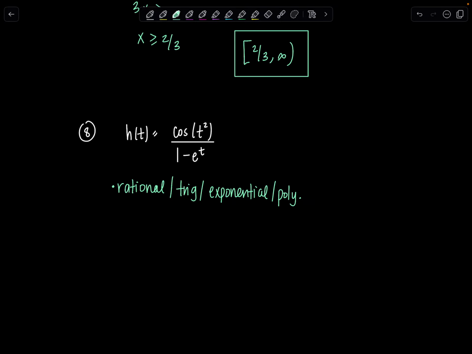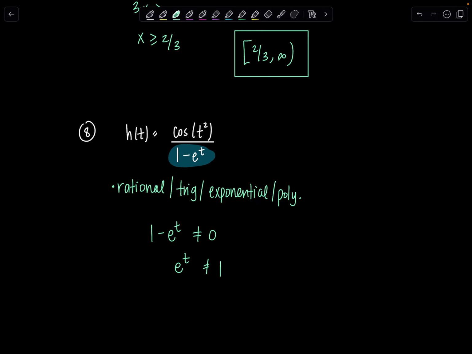It's just a mishmash of all of these, but it's all good. The theorem still applies. Do I care about cosine? No, it's not inverse cosine. So there's no restrictions on t squared, okay? I do care about this denominator. I just want to make sure it's never equal to 0. So 1 minus e to the t can't be 0. That means e to the t can't be 1. How would that happen? If t is 0.